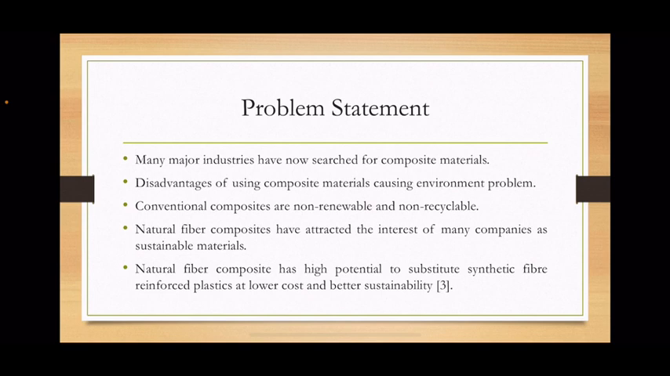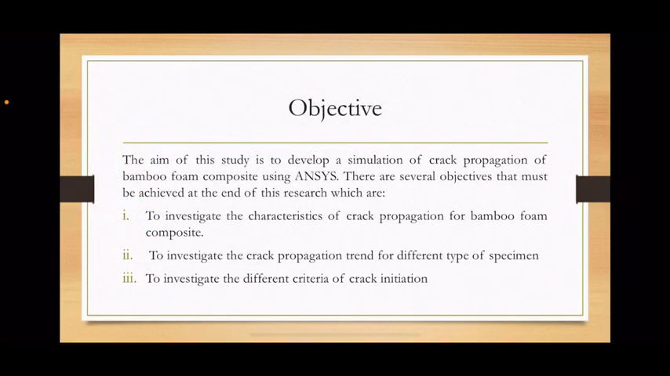And natural fiber composite has a high potential to substitute synthetic fiber reinforced plastic at low cost and with better sustainability. For example, that's why we take the bamboo as our material to be studied. So the objective of the experiment is to investigate the characteristic of the crack propagation for the bamboo foam composite. Then to investigate the crack propagation trend for different types of specimen. Finally, to investigate the different criteria of the crack initiation.